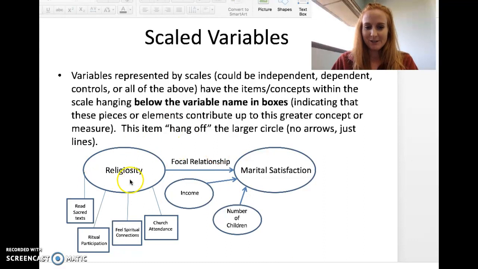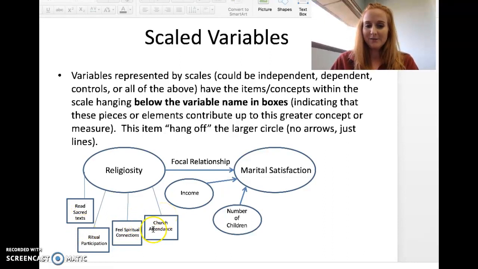So down here you see religiosity. Religiosity is a tricky concept to measure, observing someone's religiousness or how religious they are. So we used 4 variables to make a scale, and they're all hanging off in little boxes down below. We have reading sacred texts, participating in rituals, feeling spiritual connections, and church attendance.